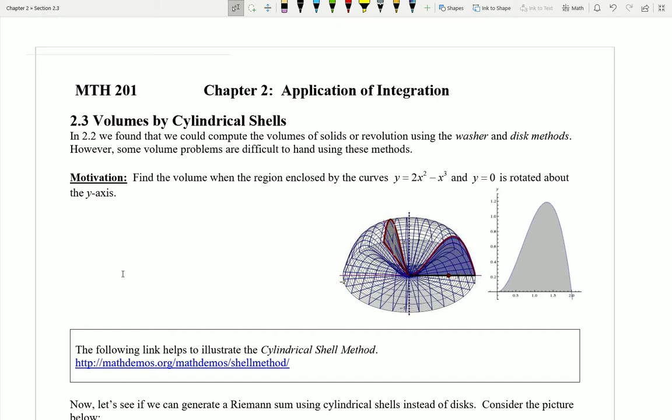be a great way. To kind of see why this is, take a look here really quickly at this opening motivation. I'm going to be working with the curve y equals 2x squared minus x to the third and y equals 0. And that's going to give me this region that I have pictured over here at the right. Now, when I look at this picture, of course, I can imagine taking this region and revolving it around any axis that I would be interested in. But specifically here, I'm going to try to rotate it around the y-axis. So I'm going to take that curve and spin it around.